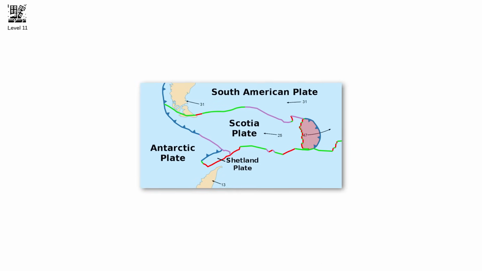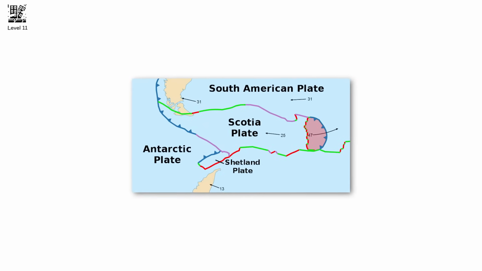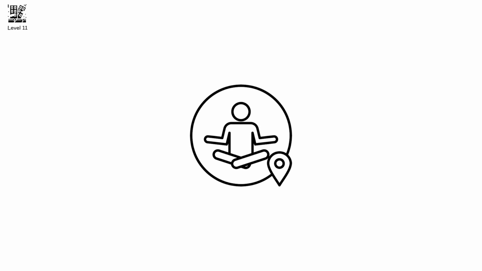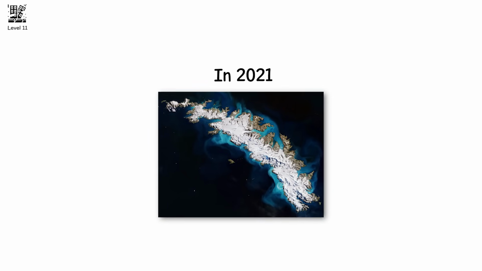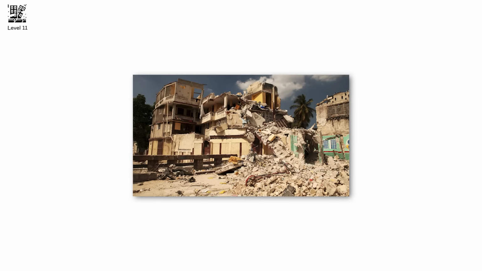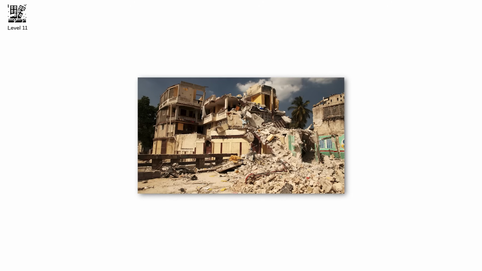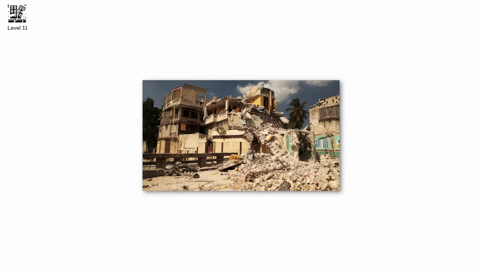Level 11. Deep in the Southern Ocean, where the South American plate overrides the smaller South Sandwich Plate, lies a zone many people have never heard of, and yet it flexes with enormous force. In 2021, this trench produced a complex series of earthquakes, culminating in a magnitude 8.1 tremor. It was the largest quake ever recorded in the South Atlantic.